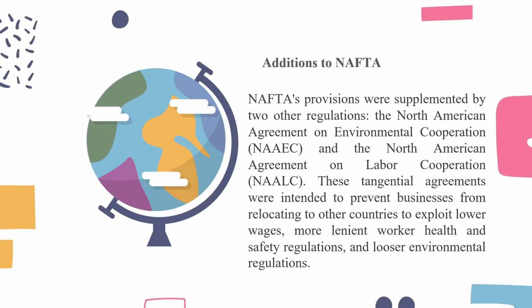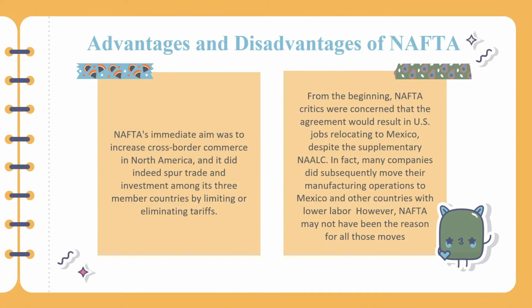So let's move to the additions to NAFTA. NAFTA's provisions were supplemented by two other regulations: the North American Agreement on Environmental Cooperation, and the North American Agreement on Labor Cooperation. These tangential agreements were intended to prevent businesses from relocating to other countries to exploit lower wages, more lenient worker health and safety regulations, and looser environmental regulations.